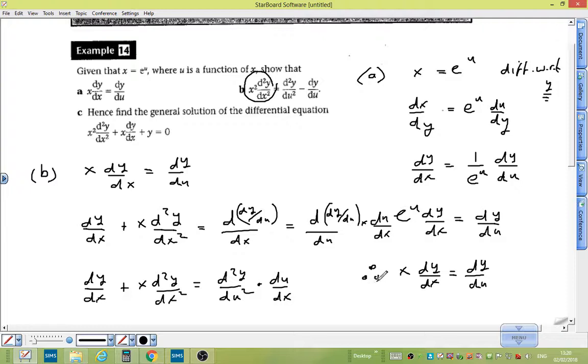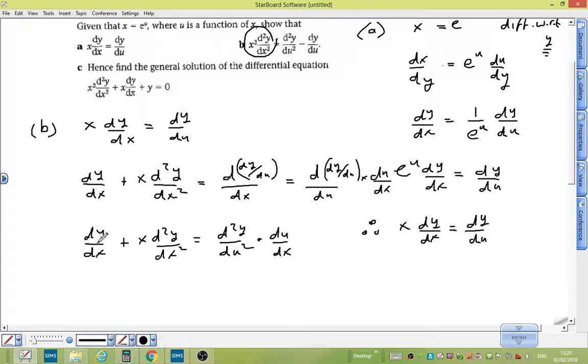Right, now we're going to make a substitution, because we know that dy by dx is replaced with 1 over x dy by du. So I'm now going to rewrite that there as dy by dx is the substitution there.